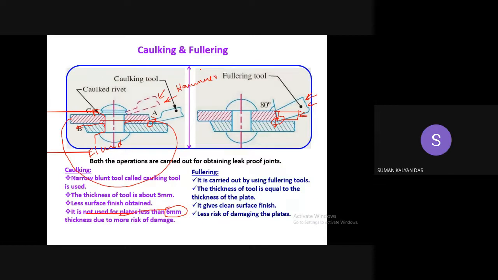Sometimes in the exam, a short note about caulking and fullering is given. If you know the process, then you can just write it in your own words, no problem.